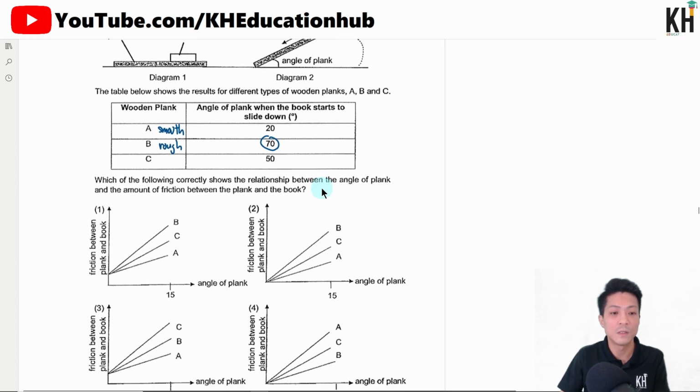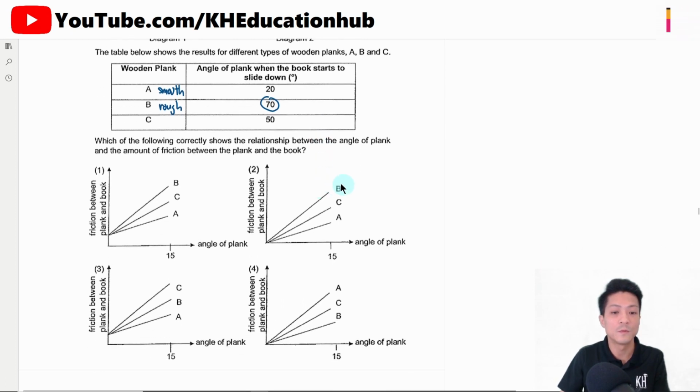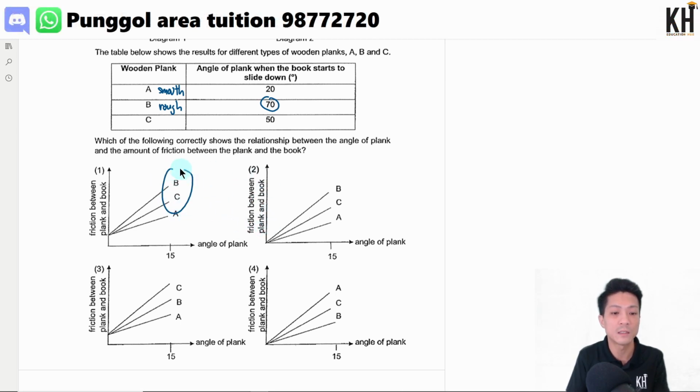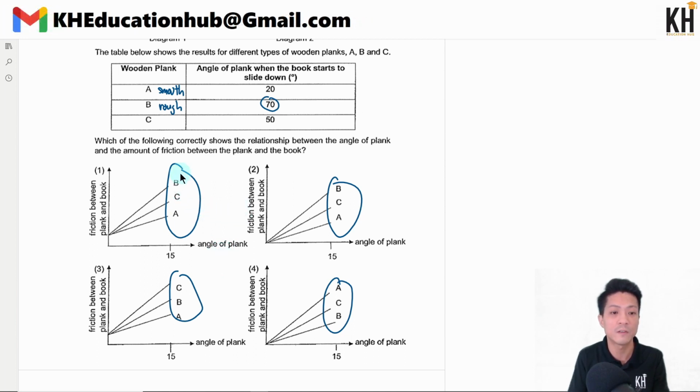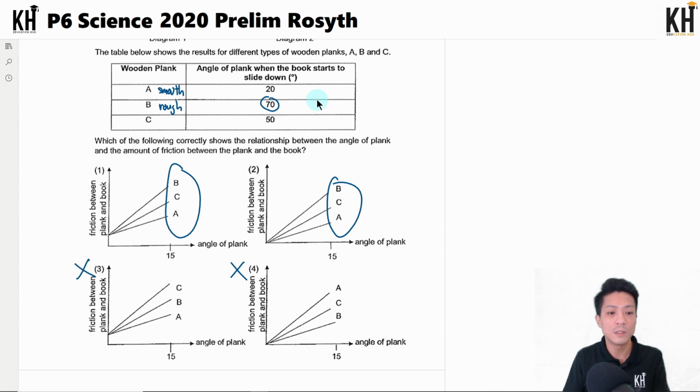So in terms of friction between the book and the plank, we can see that only option 1 and 2 are in the correct order of B, C, and A. Option 3 and 4 are out. The only difference between option 1 and 2 is basically here. Look at here and here.